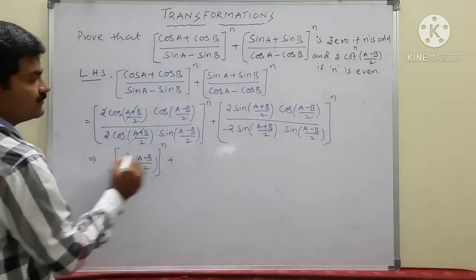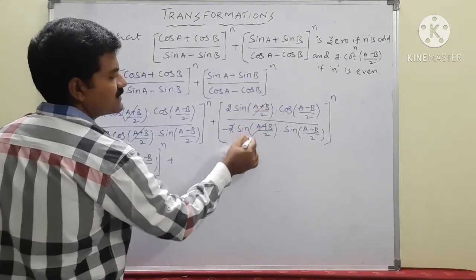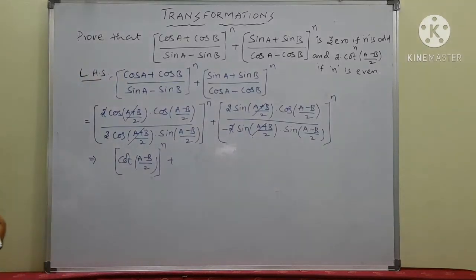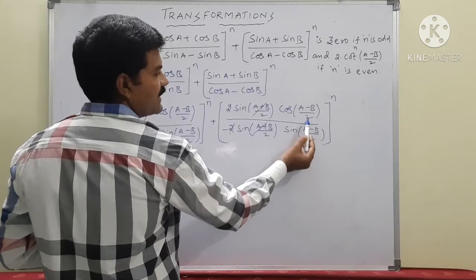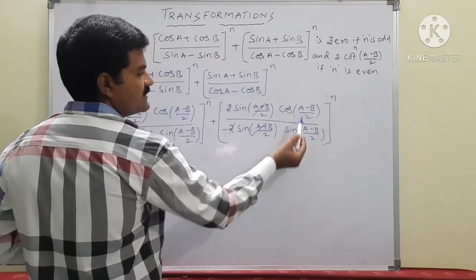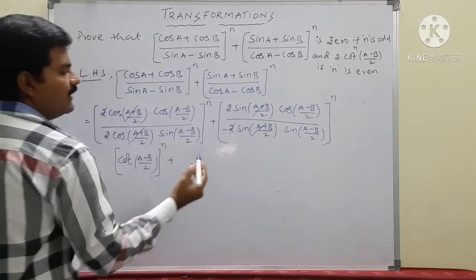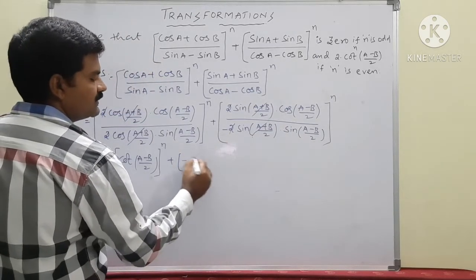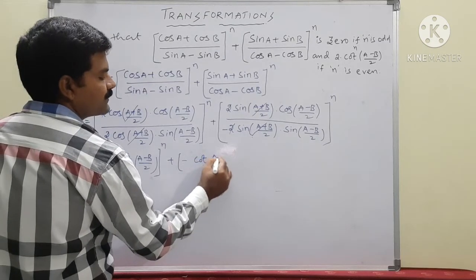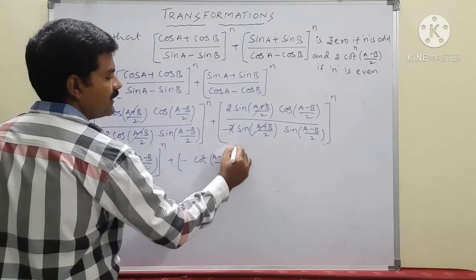plus, in the same manner 2 cancels, even sin of (A plus B)/2 also gets cancelled. Once again the angle is same, both angles are same, (A minus B)/2, just like cos theta by sin theta, and moreover there is a minus. So minus cot of (A minus B)/2 whole to the power of n.